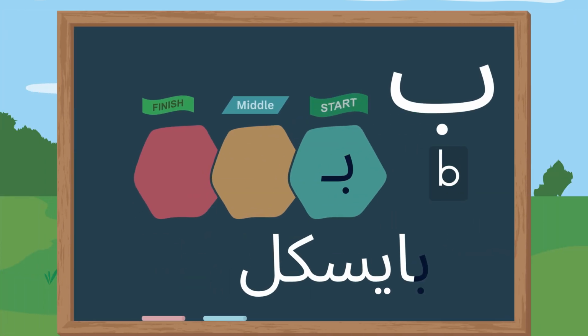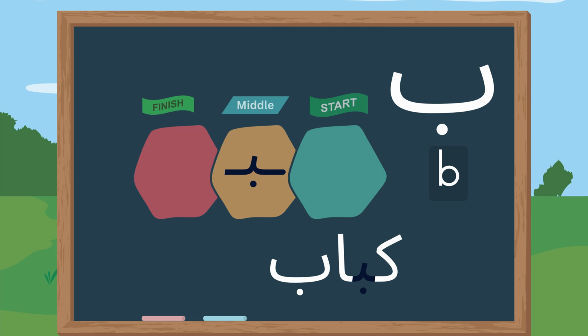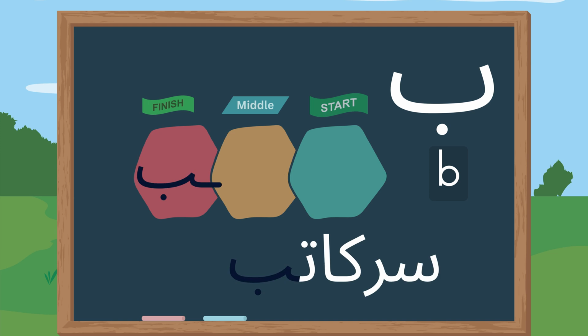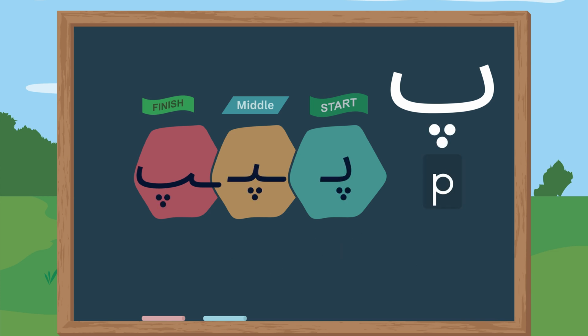Now let's see the initial form of the letter B, as in the word bicycle. In the middle of a word as in kebab, and at the end of a word as in sarkatib. These next letters that look similar to B follow the same rule. Here is the letter P in different shapes, T, and more.